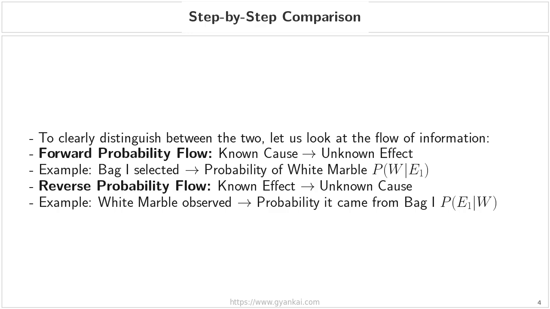On the other hand, we have the reverse probability flow. This is the backward movement we discussed in the previous slide. Here, the flow goes from a known effect back to an unknown cause. In this scenario, we start with the observation that a white marble has already been seen, and we are working backward to find the probability that it specifically came from bag 1, which we denote as the probability of E1, given W.